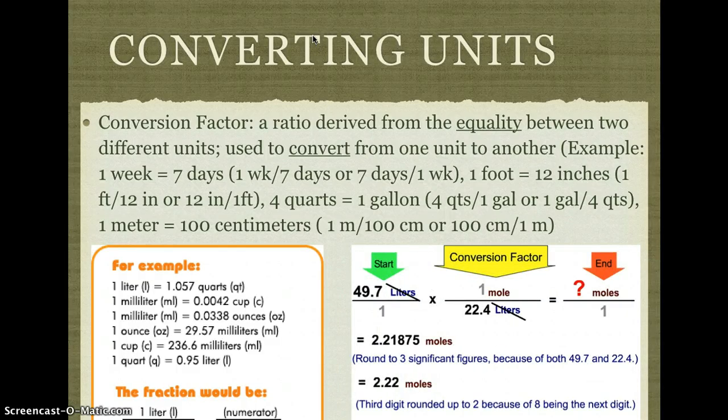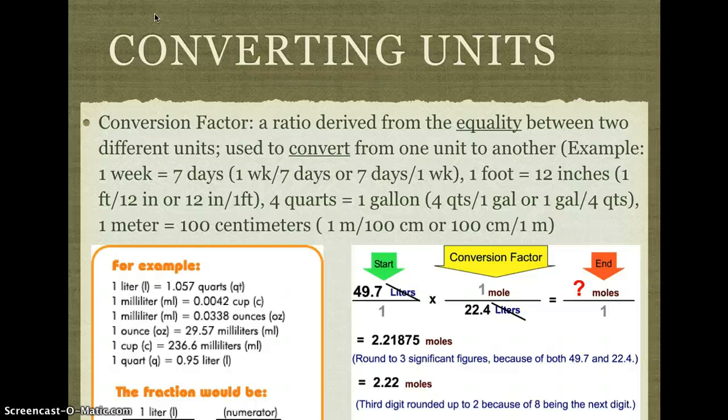Moles and liters may not sound too familiar, especially moles right now. But what we're seeing is that you start with a value, and that's what we're seeing here in the green arrow. We start with 49.7 liters. And what we're trying to go to, the end on the right side there, is we want to know how many moles that would be equivalent to. And there we see in the middle is the conversion factor. And what that conversion factor is telling us is that 1 mole is equivalent to 22.4 liters.